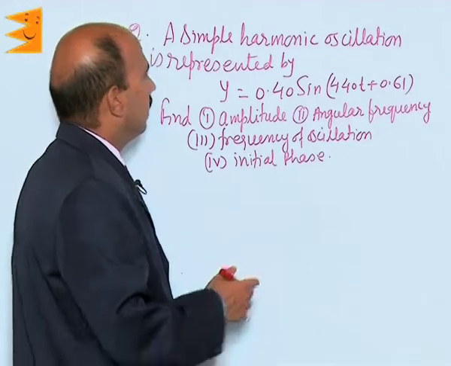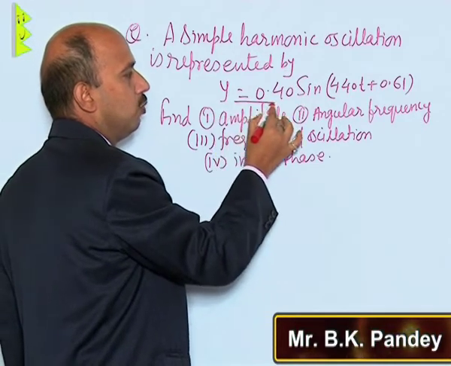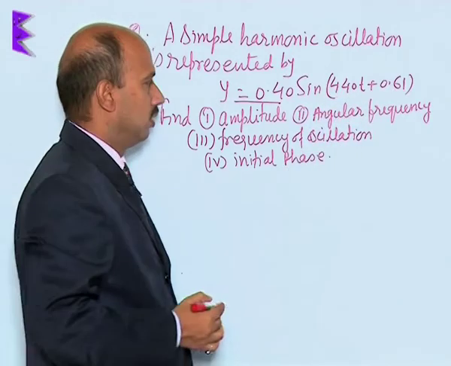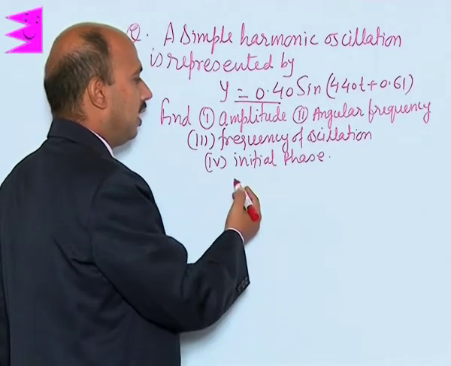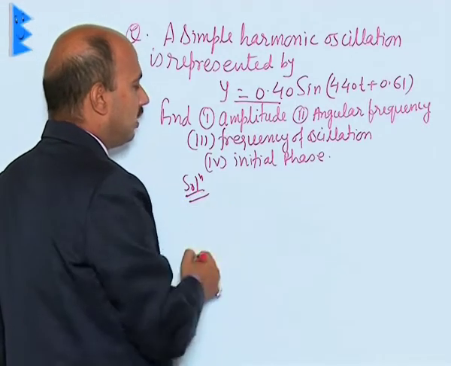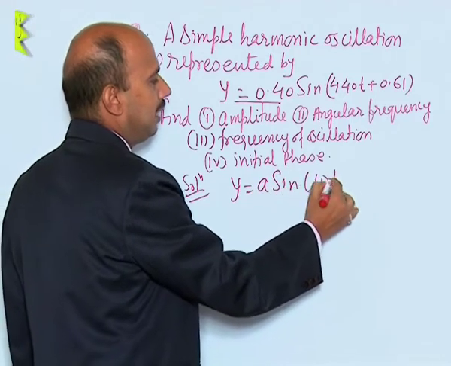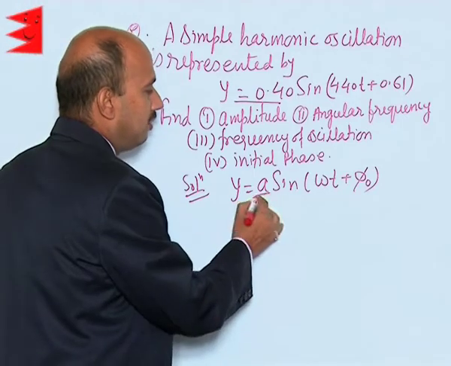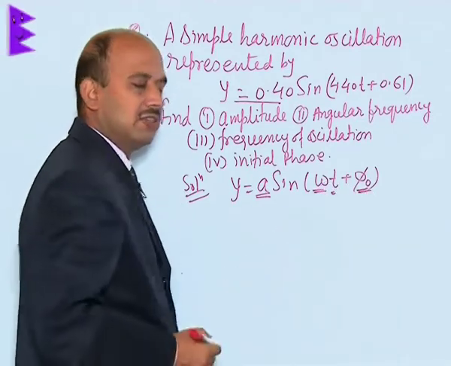Now see, in this question, a simple harmonic oscillation is represented by y is equal to 0.40 sin(440t + 0.61). You have to find amplitude, angular frequency, frequency of oscillation and initial phase. So, see here, this equation can be compared with y is equal to A sin(omega t plus phi naught). Here A is amplitude, omega is angular frequency, t is time, phi naught is initial phase.